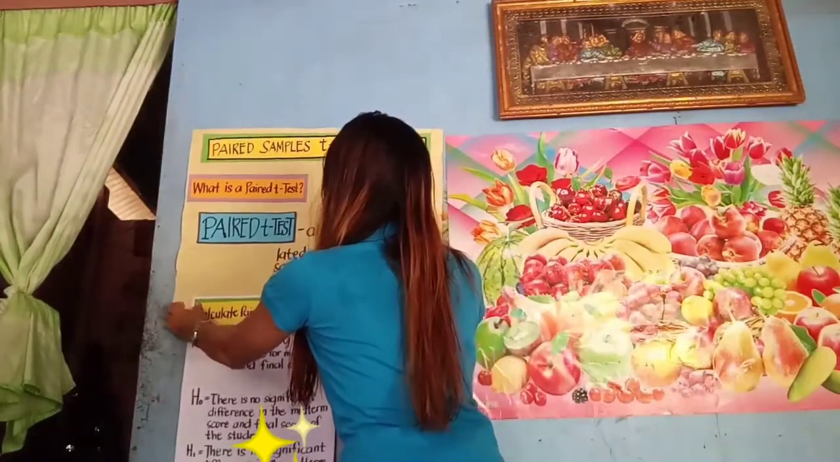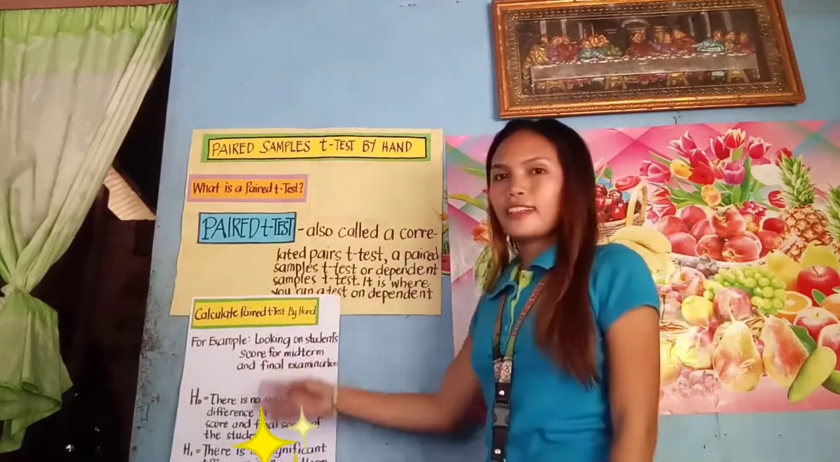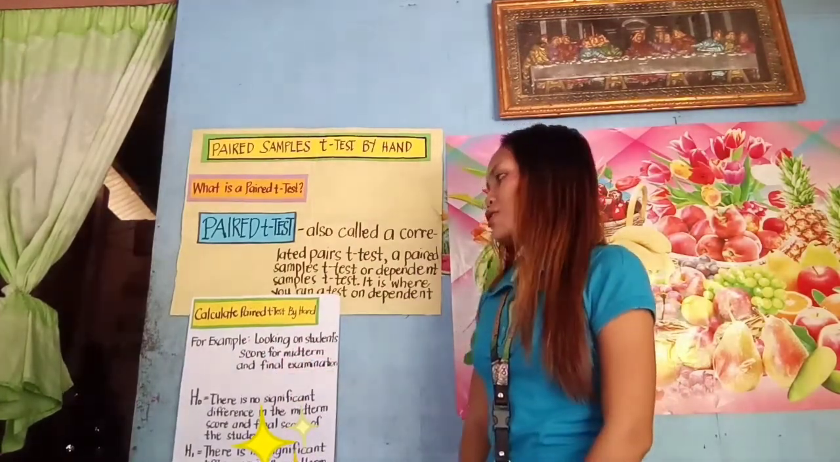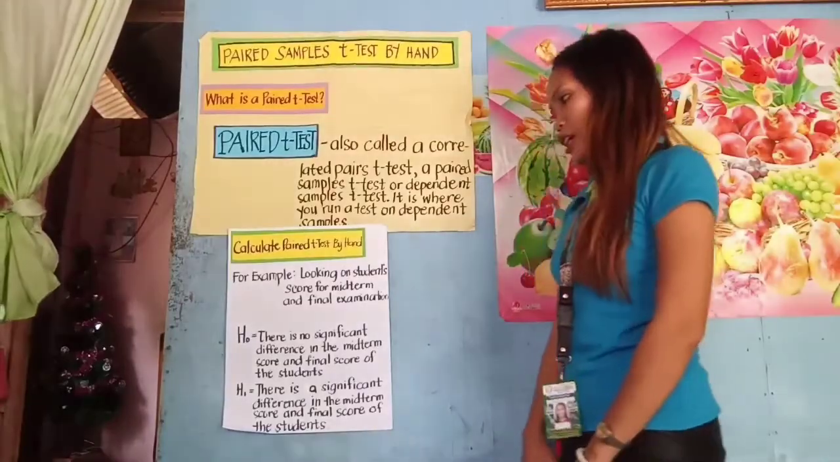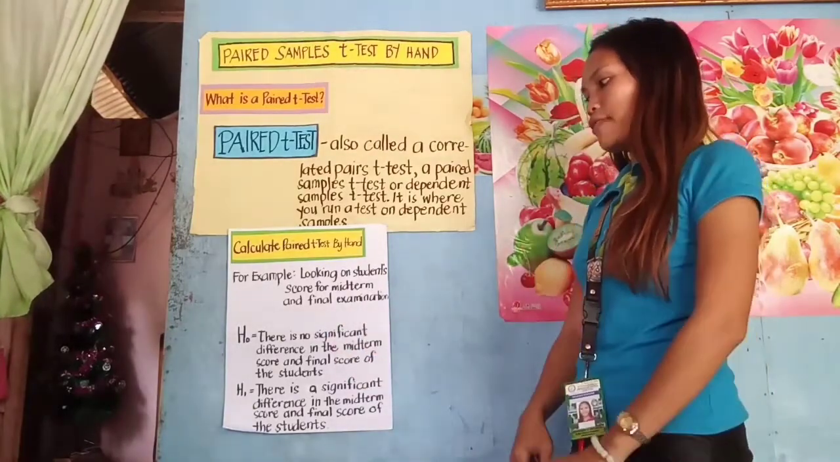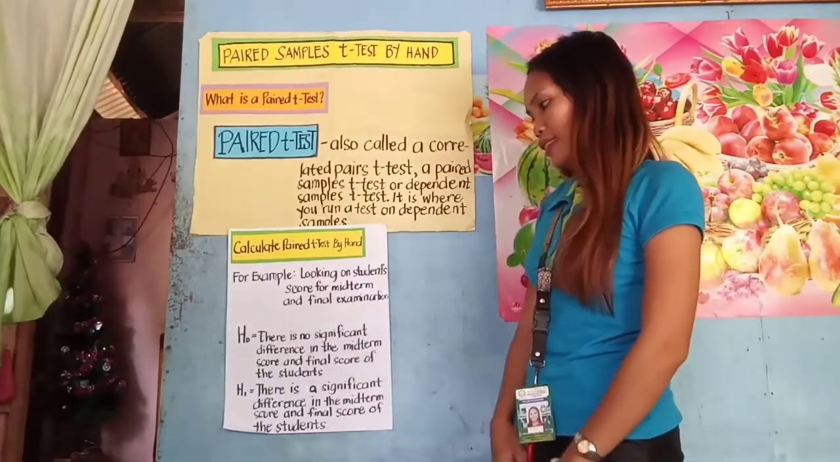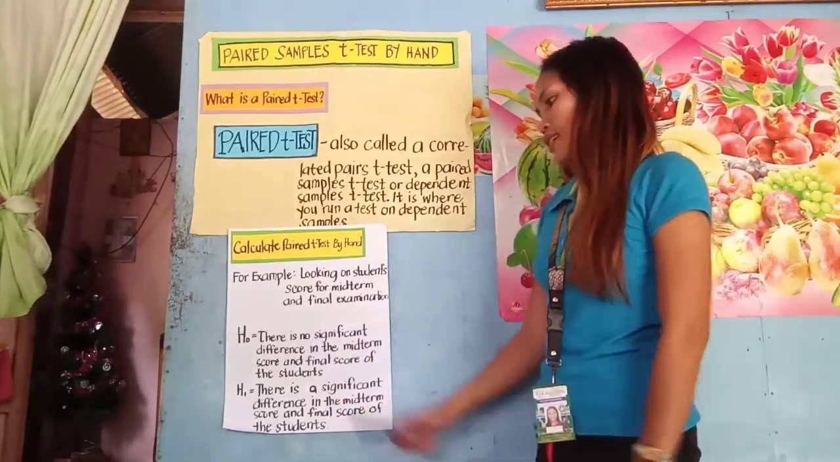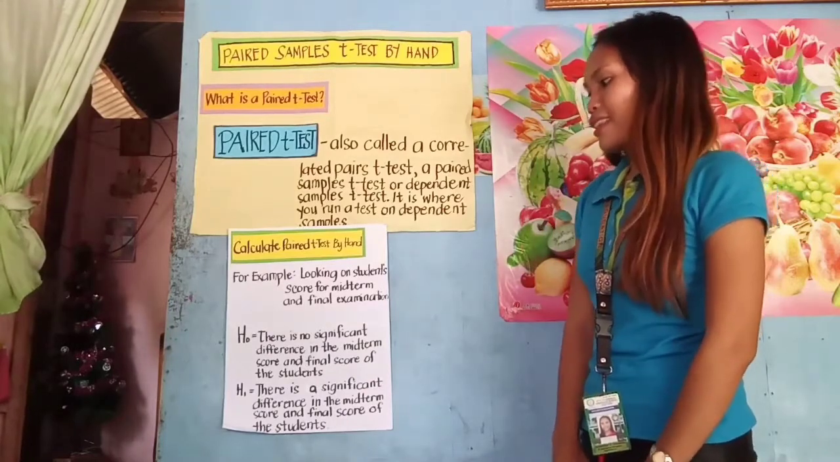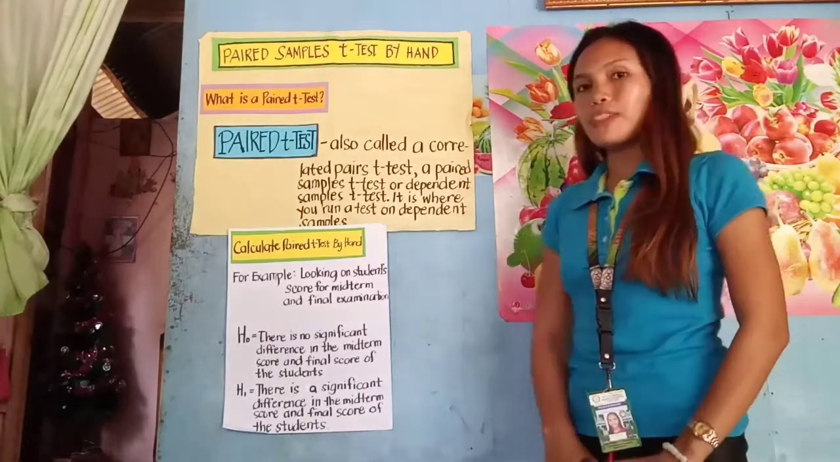So, let us have some examples. Calculate paired t-test by hand. For example, looking at student scores for the midterm and final examination. So, we have here the null hypothesis and the alternative hypothesis. The null hypothesis is there is no significant difference in the midterm score and the final score of the students. Then, the alternative hypothesis is there is a significant difference in the midterm score and the final score of the students.